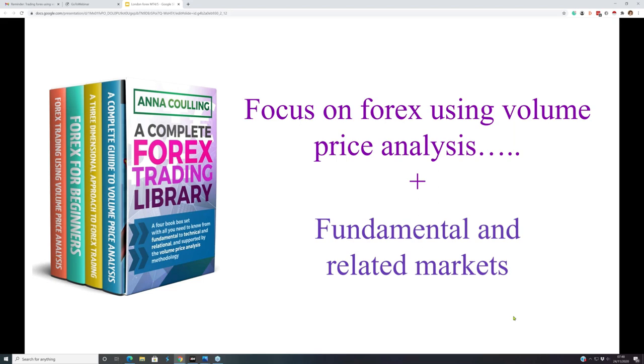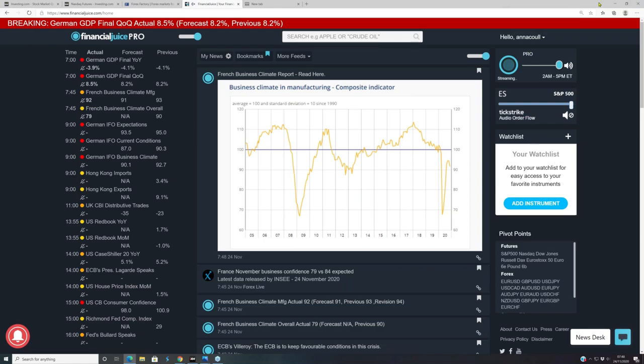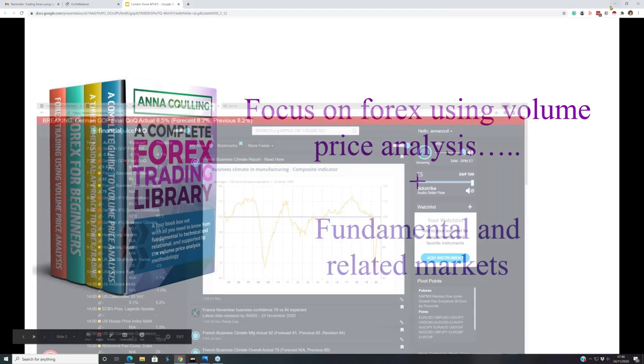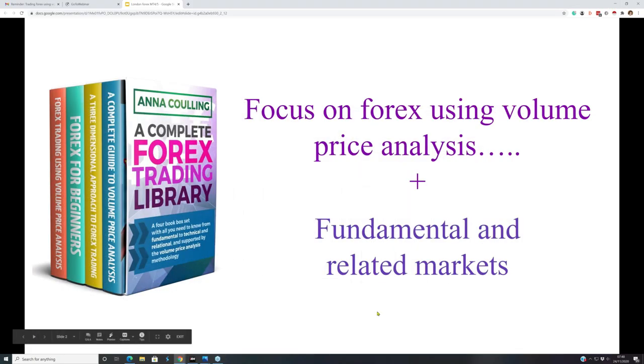What we also have to look at is what's happening on the fundamental landscape. What news releases there are. There aren't very many today, but we always have to go and check. I use Forex Factory, and I also use a news feed called Financial Juice, which we have recommended to our students, and there's both a paid and a free version of that. The free version is very, very slightly delayed.